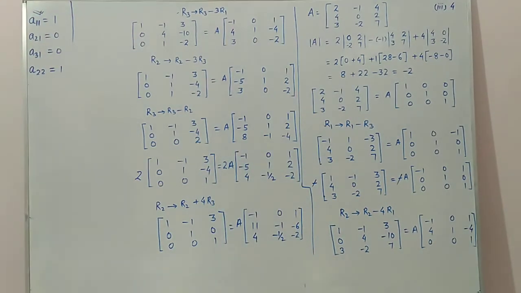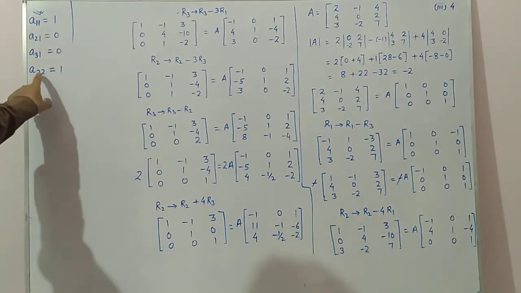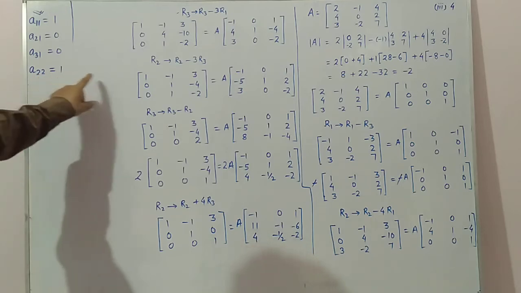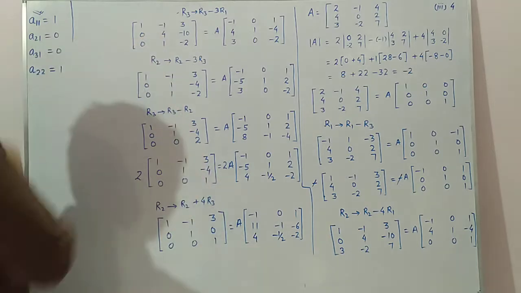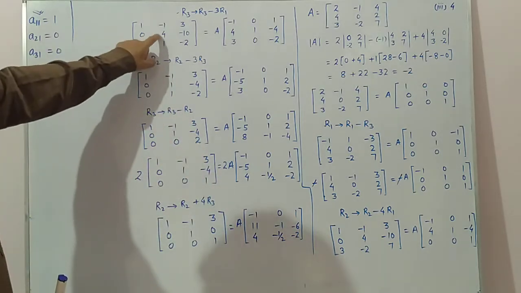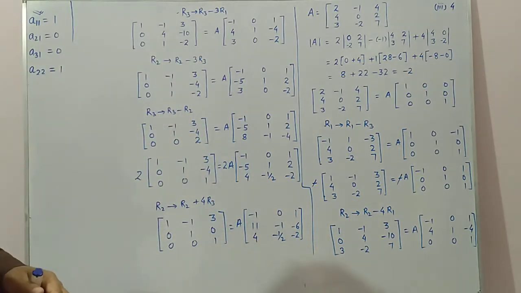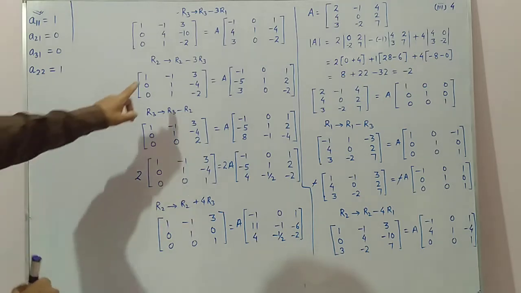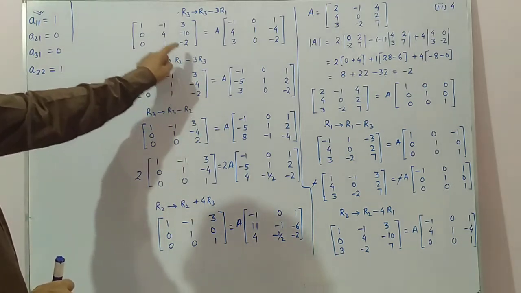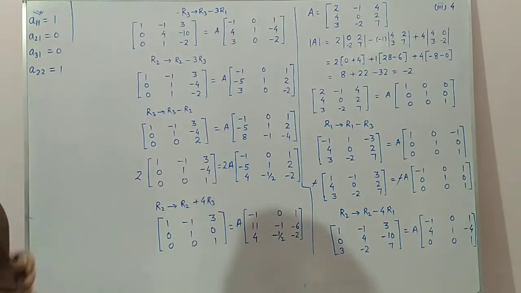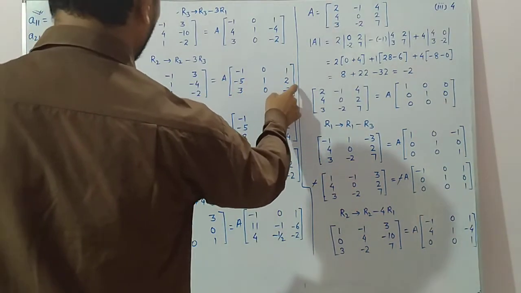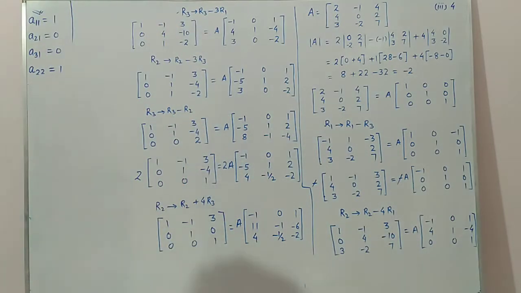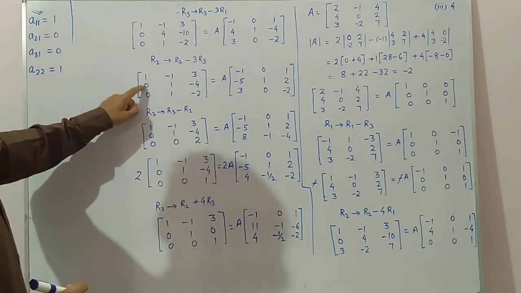See here. Next step will be to what? Bring A22, that is 1. We have to bring this one 1. Okay. So here it is 4. This one is 3. So 4 minus 3, that will be what? 1. Yes. So here we are doing R2 changes to R2 minus 3 times of R3. So you are getting 0, 1, minus 4. This side minus 5, 1, 2. Okay. Now we are getting 1, 0, 0.